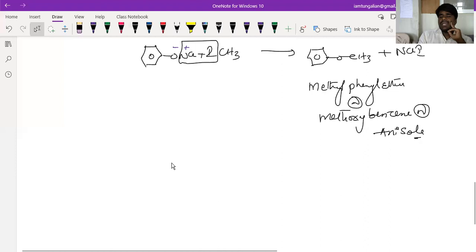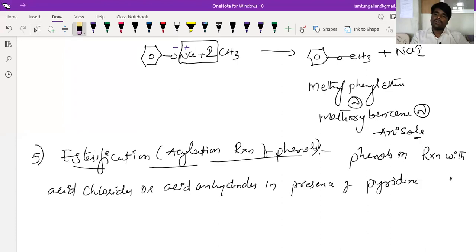What does it mean? Suppose I take sodium phenoxide, and here elimination of NaI takes place. For example, if I take methyl iodide, with elimination of NaI, it will form methyl phenyl ether, which we call anisole, or methoxybenzene. Like that.